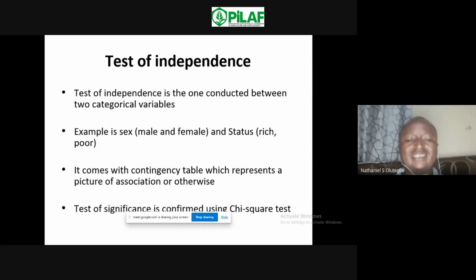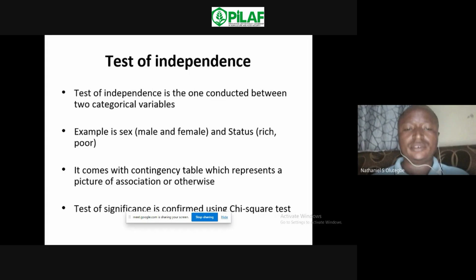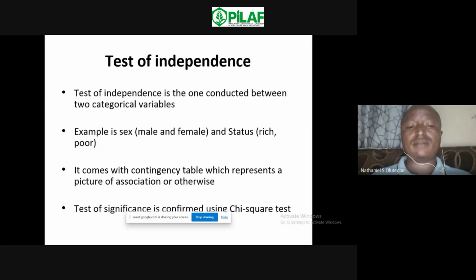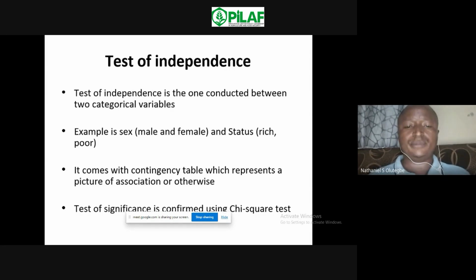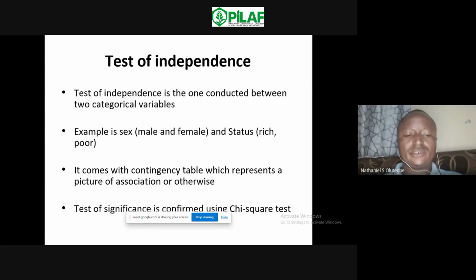Okay, based on the interaction of these two variables. For example, we're talking about sex and status, and so we can have male that are rich, male that are poor, female that are rich, and female that are poor. And in this case, you have counts in each of these cells. By the time you have counts across these four cells, if you're talking about a 2x2 table, then you talk about this being a contingency table. That's the way a contingency table is.